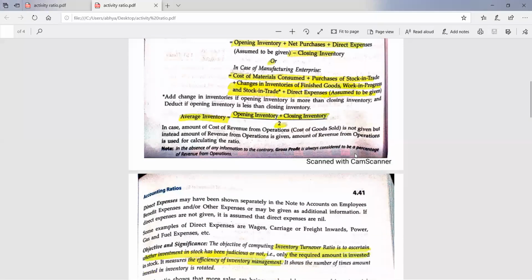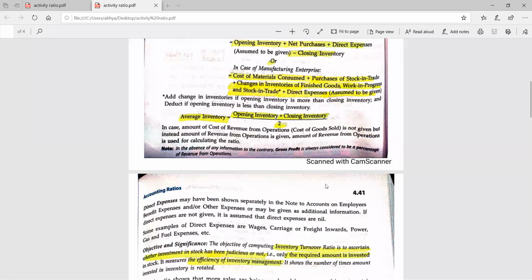Now the second variable of the formula is average inventory. For average inventory, write down the formula: opening inventory plus closing inventory divided by 2. So am I clear?